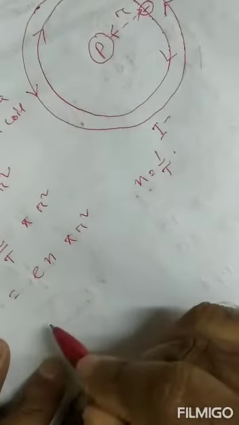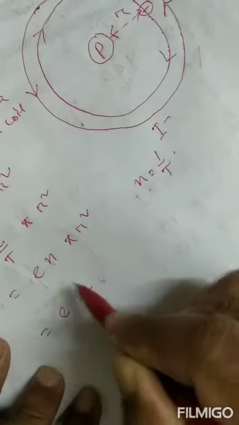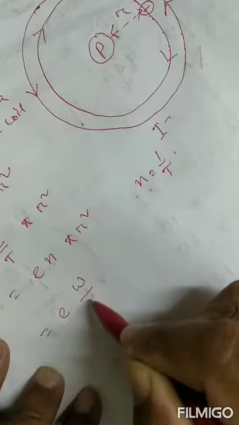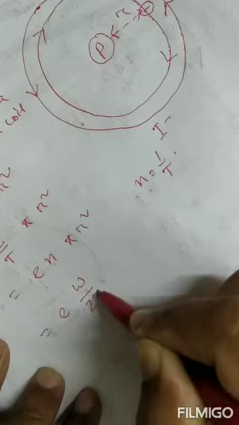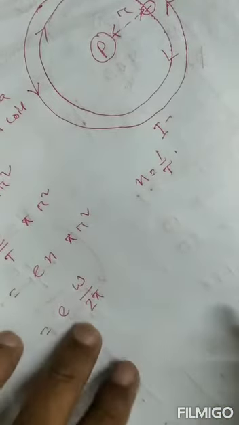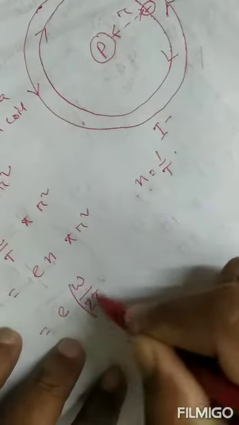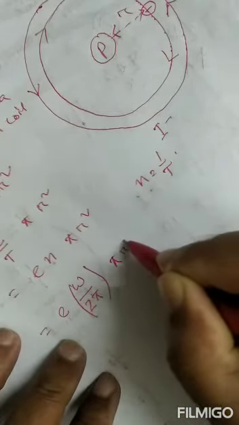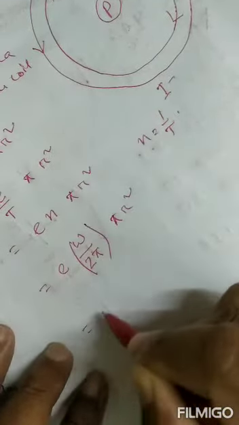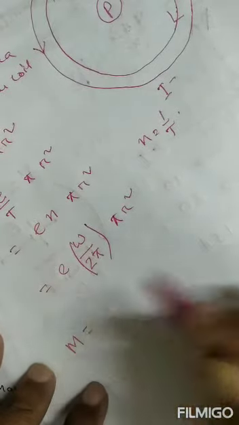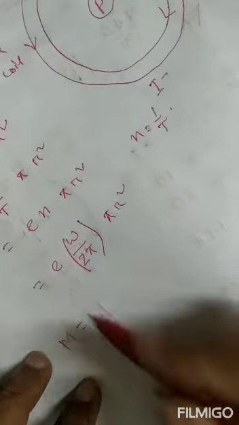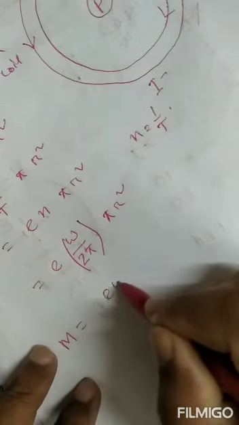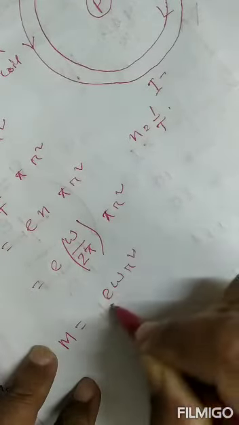If omega is the angular velocity, then what is the relation between omega and frequency? Frequency is omega by twice pi. What is omega? It is the angular velocity of the revolving electron. That means the magnetic dipole moment of the revolving electron is e omega r square by 2.